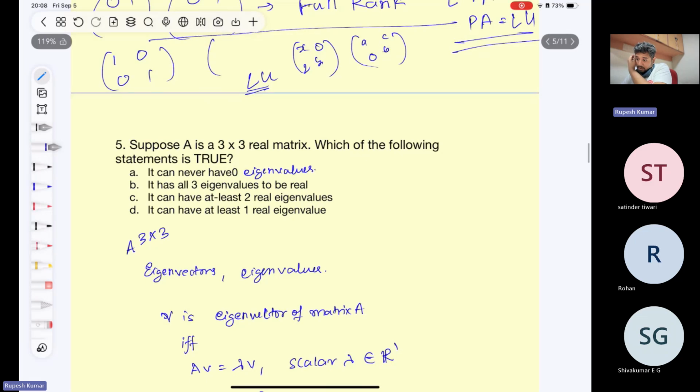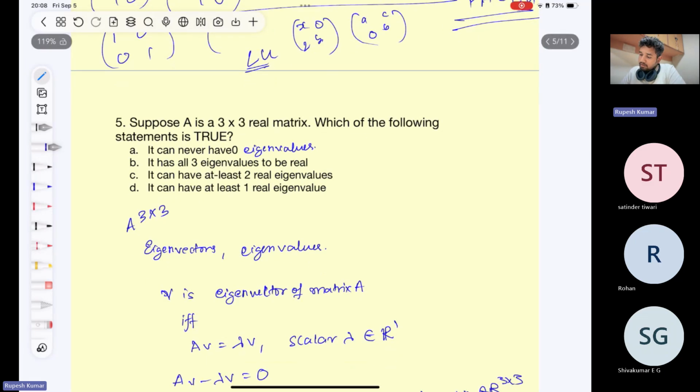The question is, A is a 3 by 3 real matrix. Which of the statements is true? Option A is wrong. Zero can be an eigenvalue if the matrix is singular.